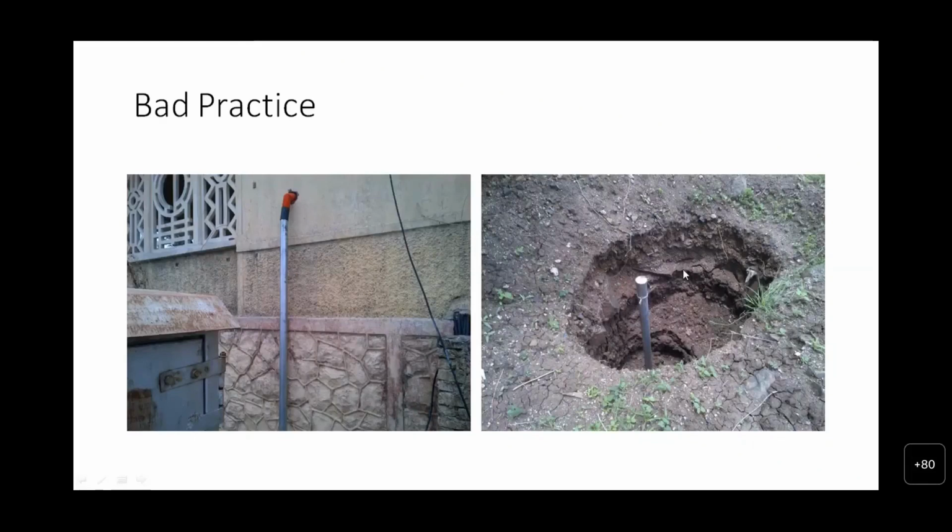And here on the right side, the earth was laid. The GI pipe was fixed with loose soil, and when heavy rain came, it collapsed. All the mud collapsed and the pipe is exposed.